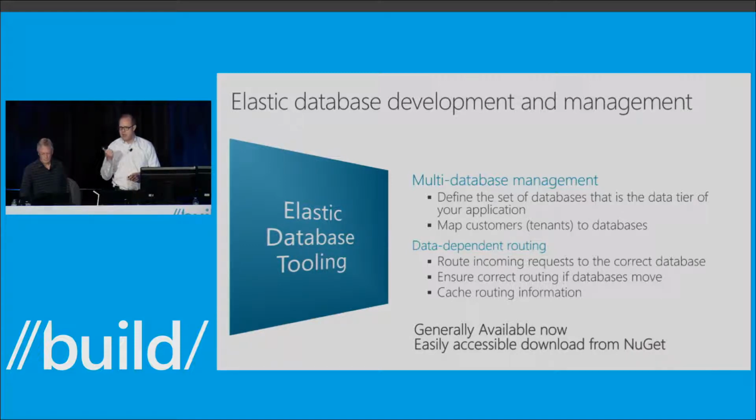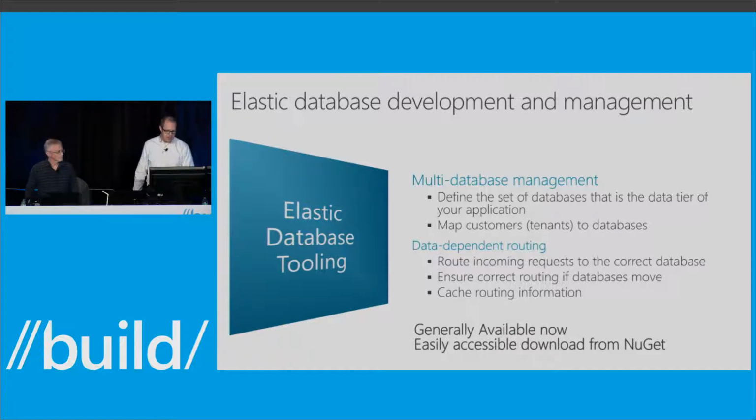The first one is having a data tier that comprises many, many databases. How do I define that set or group of databases? And then how do I store how customers or tenants are being mapped to individual databases? That's the multi-database management aspect that we're covering with the libraries in Elastic Database tools. The second aspect goes back to the challenge that I just described, using the information about the different databases and the mapping of customers to databases. How do you efficiently broker connections for incoming requests to the right databases? That's another key aspect in those libraries.